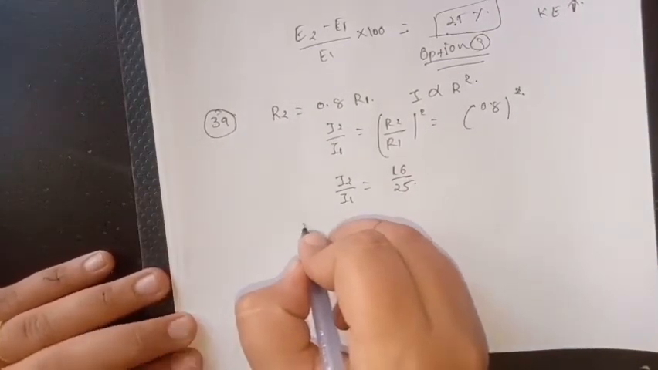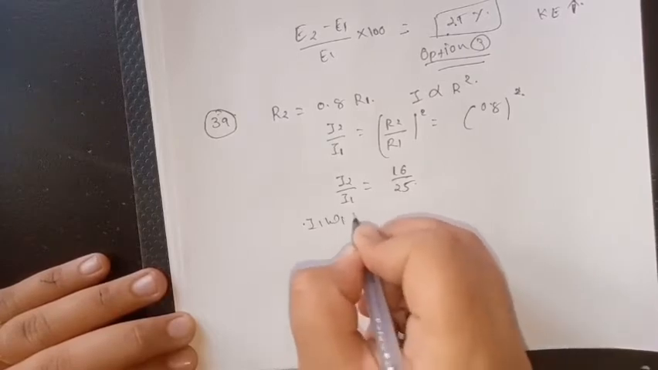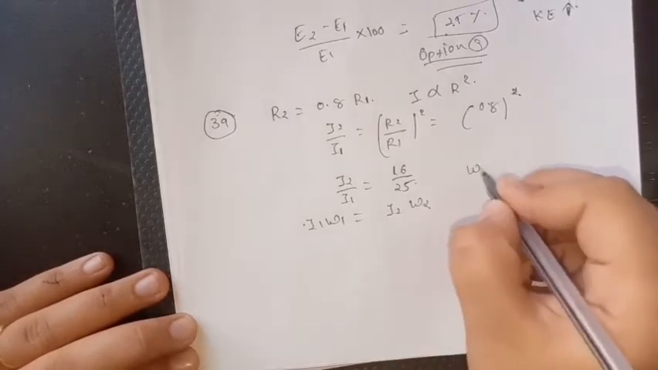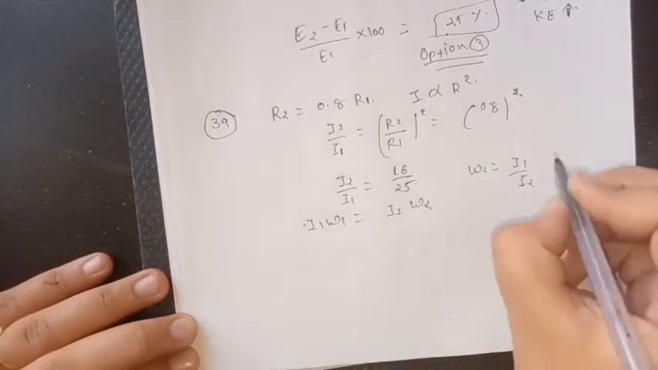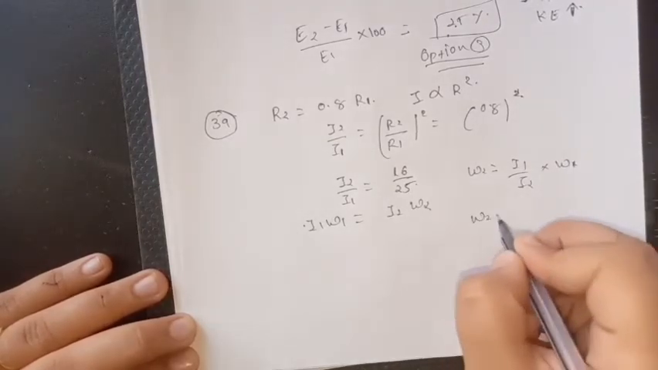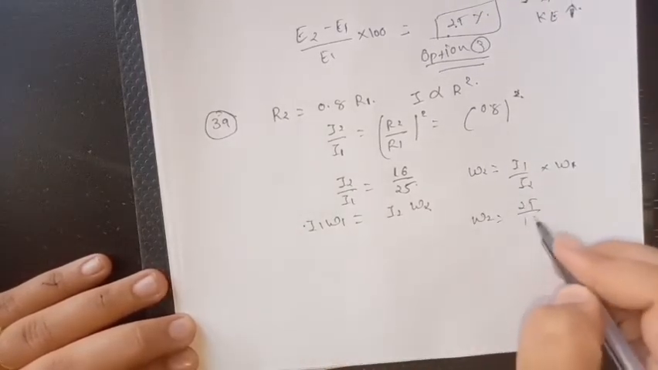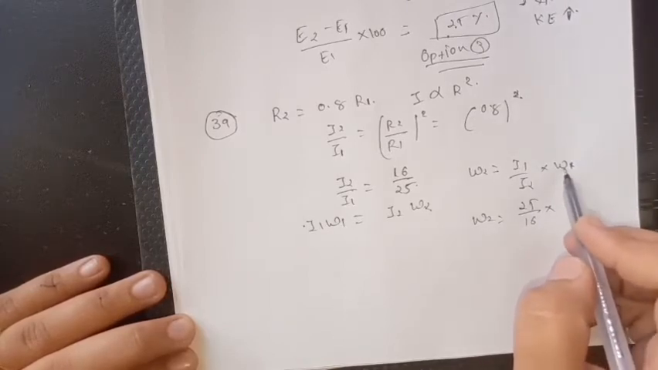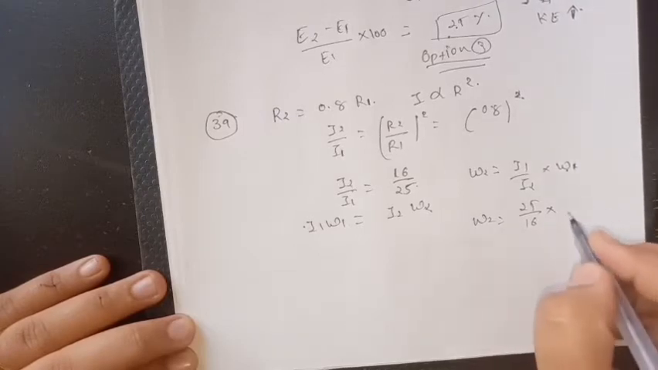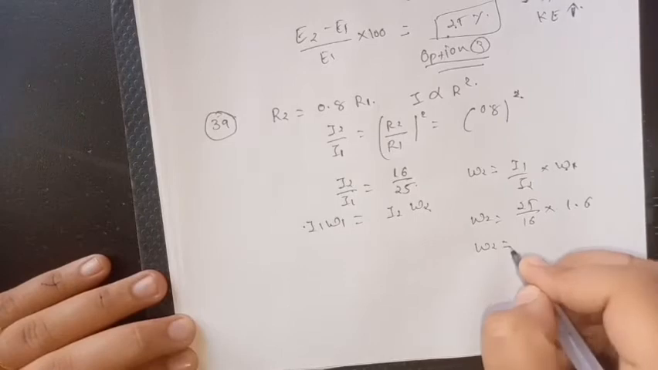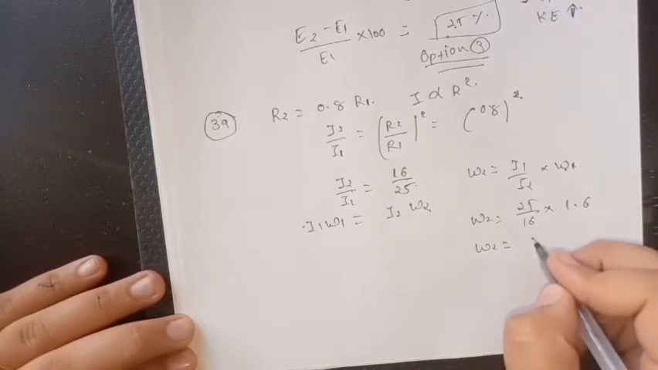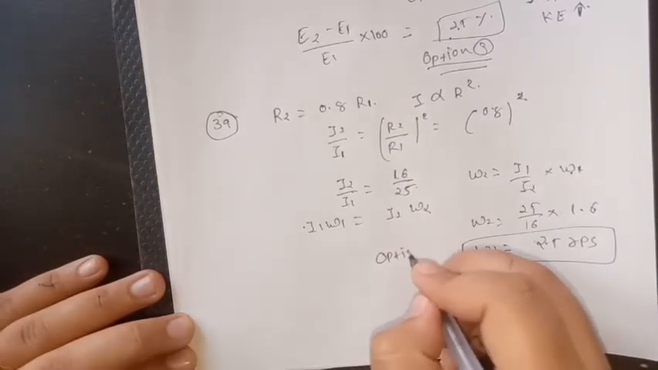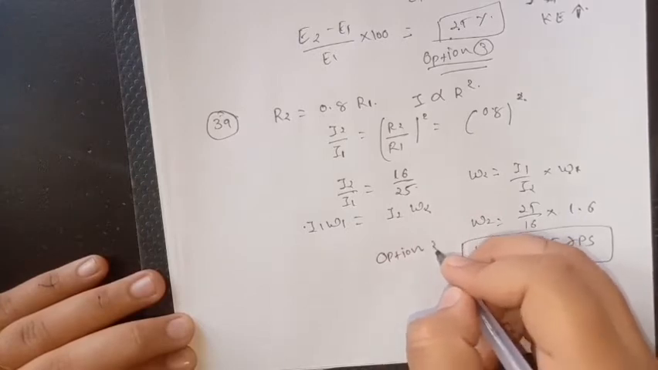Now as no external torque is acting, we can use conservation of angular momentum. So I1 omega 1 is equal to I2 omega 2. We want to find omega 2. So omega 2 will be I1 by I2 into omega 1. I1 by I2 is 25 by 16 into omega 1, which is 1.6. By solving this, we'll get omega 2 as 2.5 rotations per second. So option 2 is the correct option.